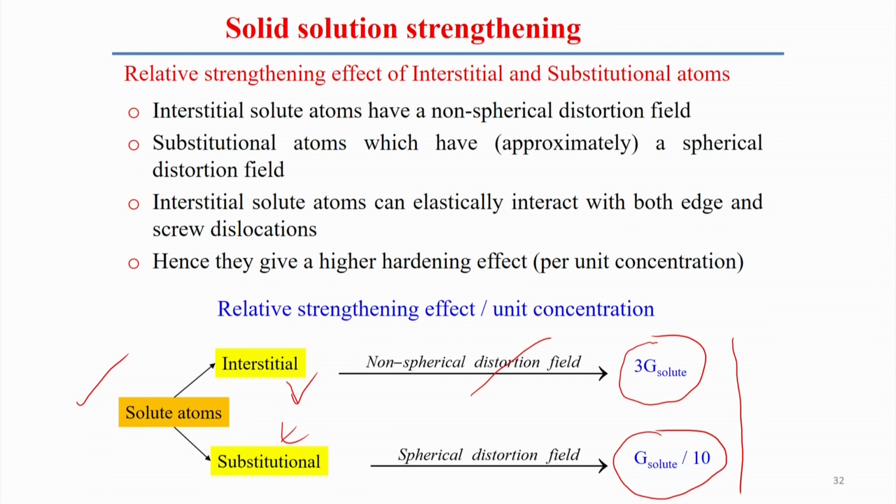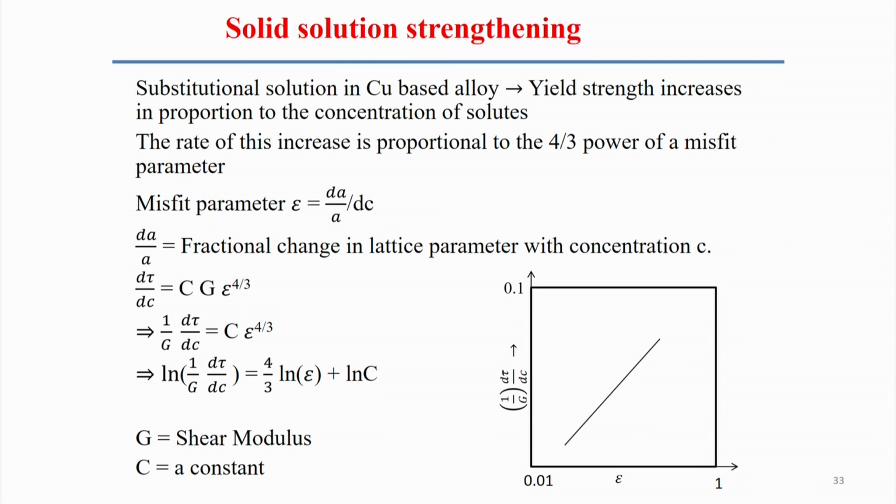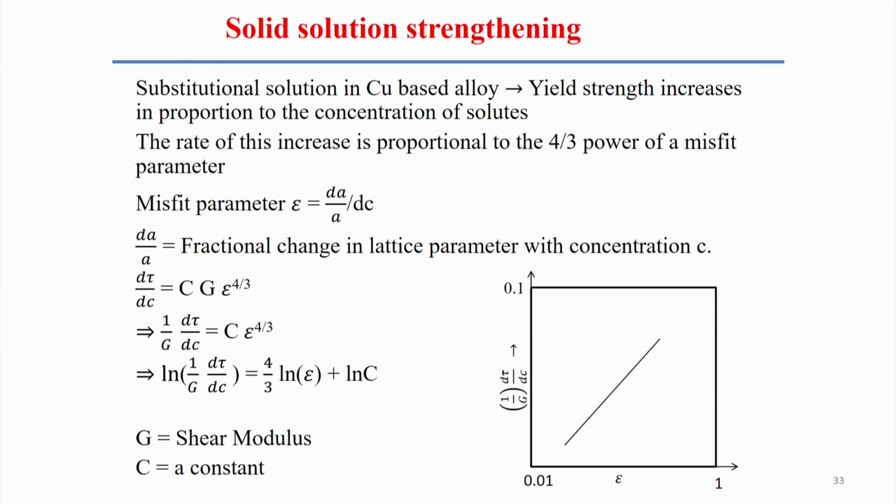So further we can do the analysis. Let us look into the substitutional solid solution in a copper based alloy. In a copper based alloy, the yield strength increases in proportion to the concentration of solutes, as we have already mentioned. But the rate of this increase is proportional to the 4/3 power of a misfit parameter.